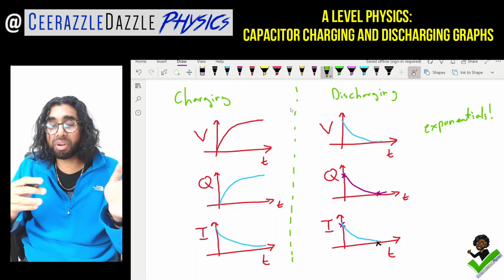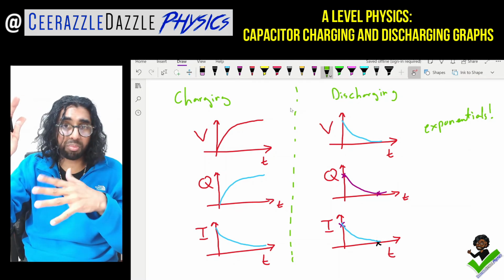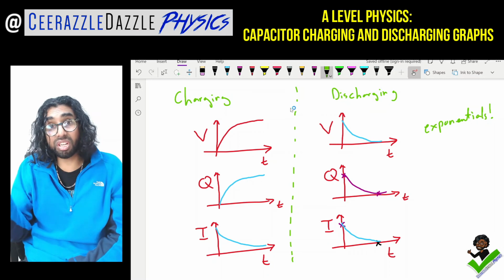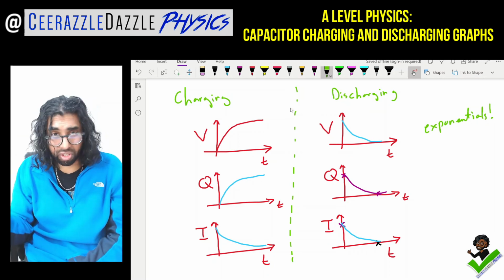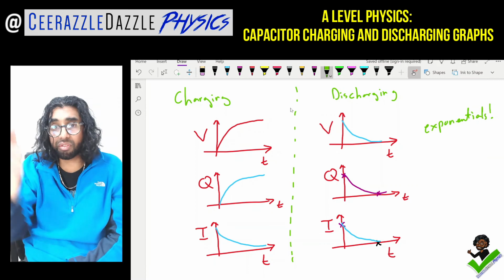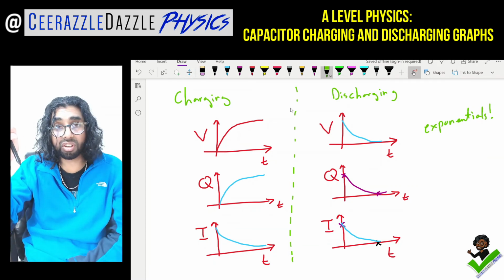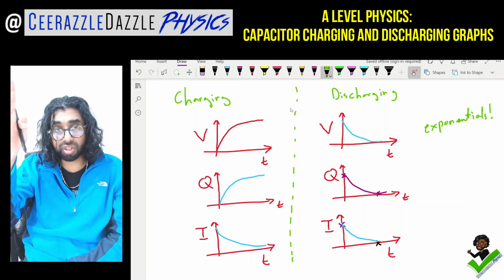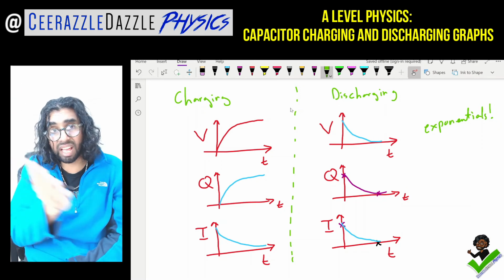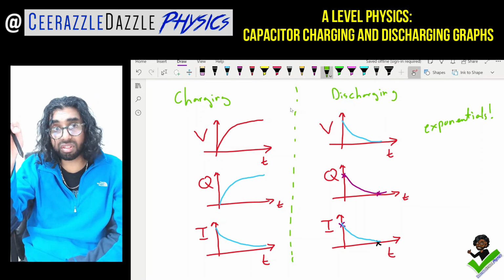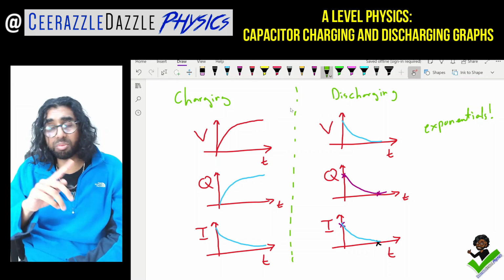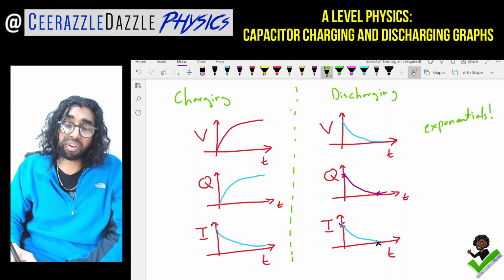Obviously I haven't drawn them perfectly, but you should be able to spot the general trends. They are all exponential functions, guys. For charging, voltage goes up to a maximum level, charge goes up to a maximum level, but the current drops down. For discharging, the voltage across the capacitor will drop down as time goes on. The charge stored on the plates will drop down as time goes on. The current in the circuit will also drop down. So don't get confused between the graphs, guys. And they're all exponential functions.